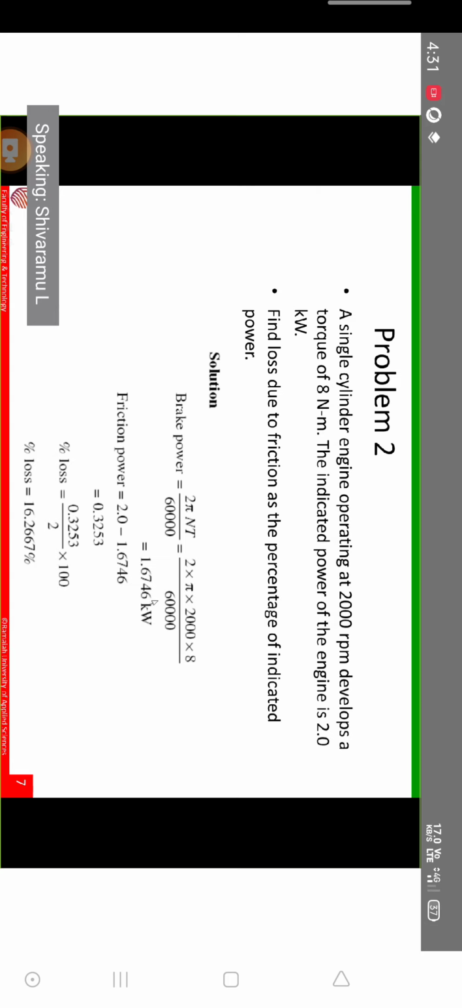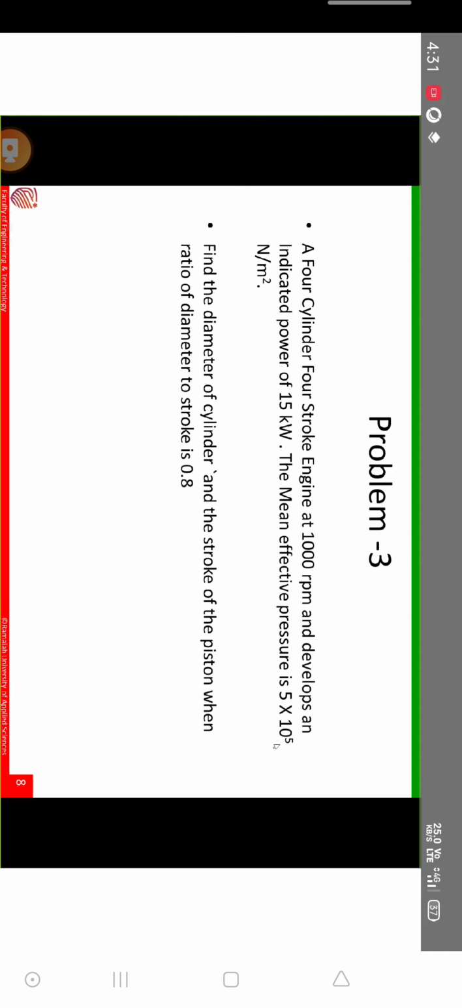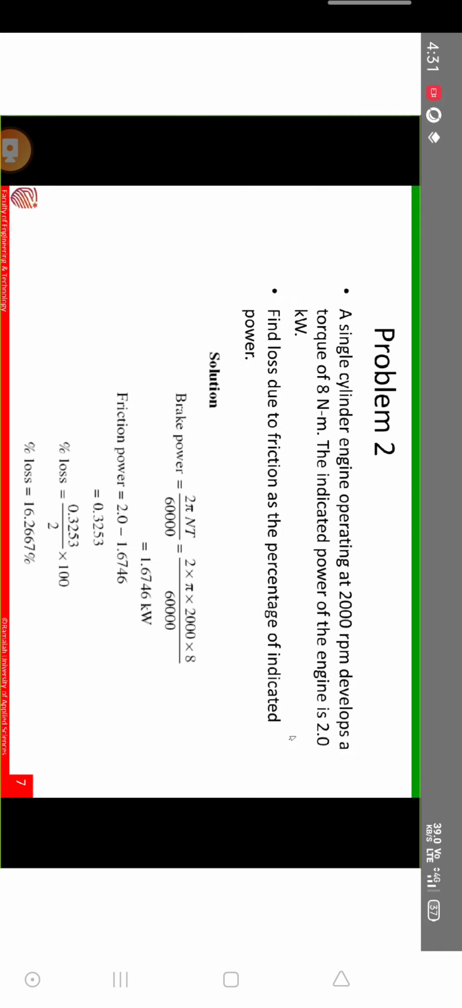But in order to convert that into kilowatt, because if you observe here, the indicated power is given in kilowatt. Or else, if you want to consider it in watt, whenever you get the final value it will become 1674.6. During that time you have to convert this 2 into 2000 for the indicated power they have given. That also you have to take in watt instead of kilowatt.